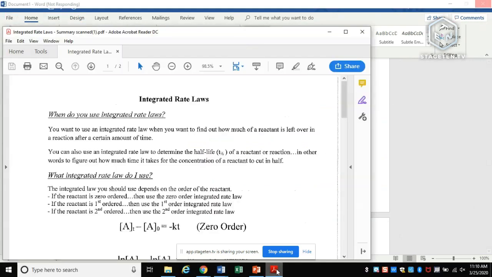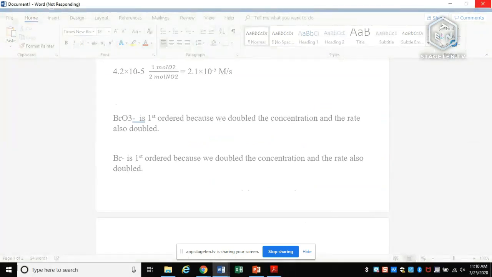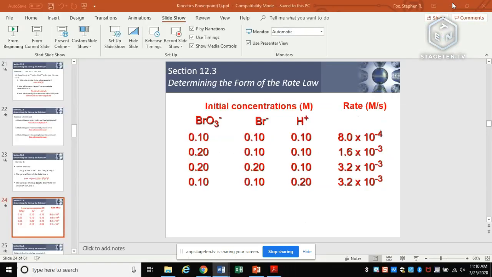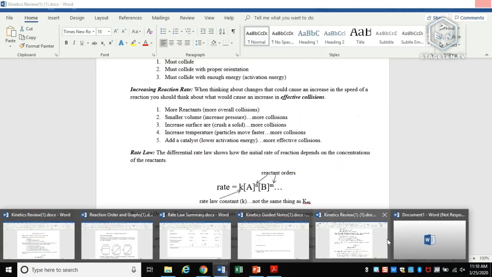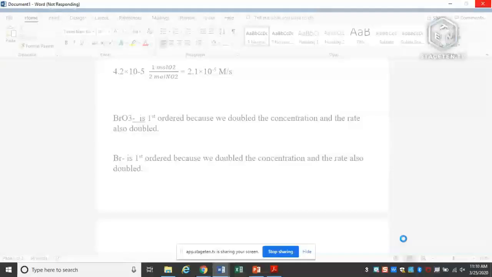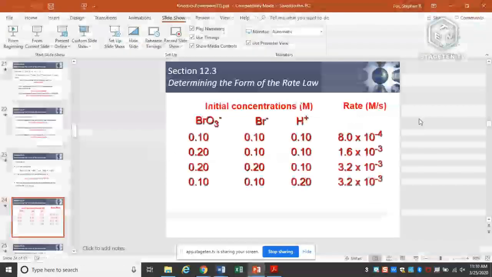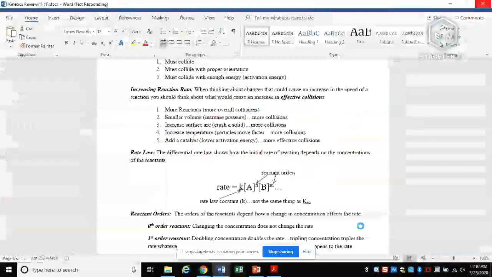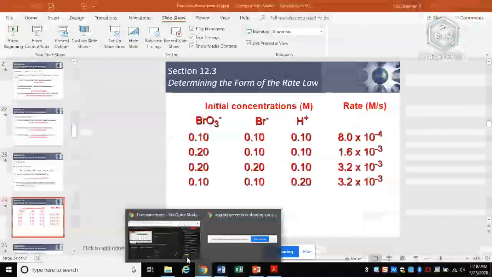Okay, what did I do? Not responding, of course. Why did that happen? Okay, I don't know why that document's not responding. Word's not responding.